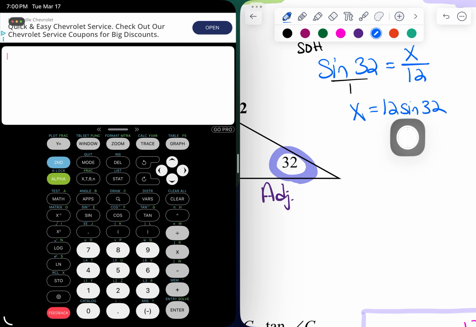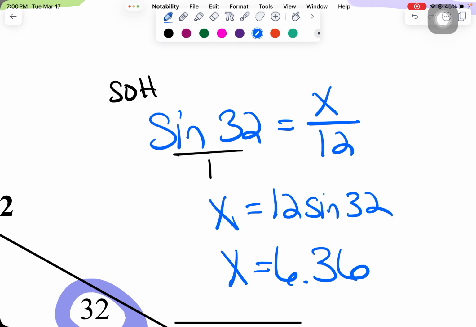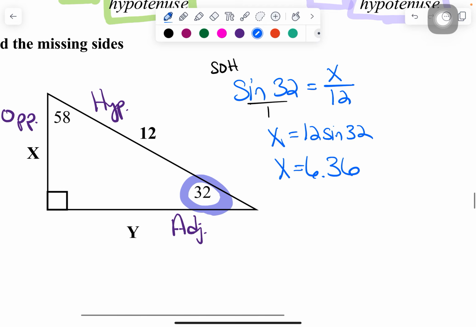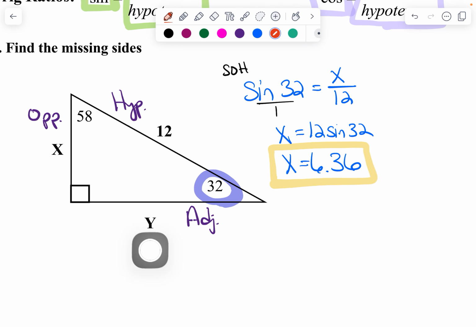So I'm going to put in 12 sine of 32, close the parentheses. That is an x value. So x is equal to 6.36. I'm going to round off to 2 decimal places. So now I know what x is. Love that. Wonderful. Great. I want to reset and now do what y is equal to.